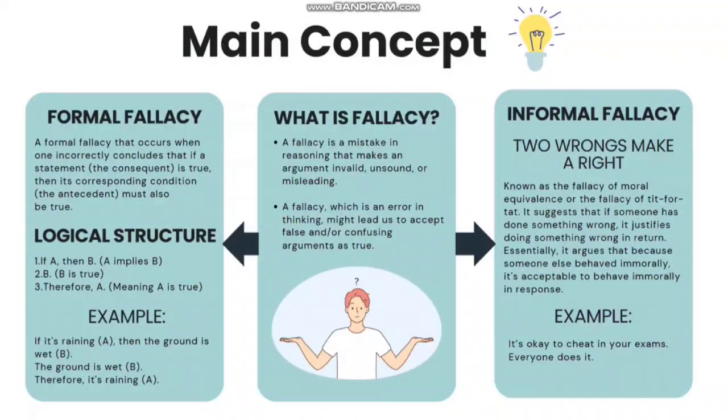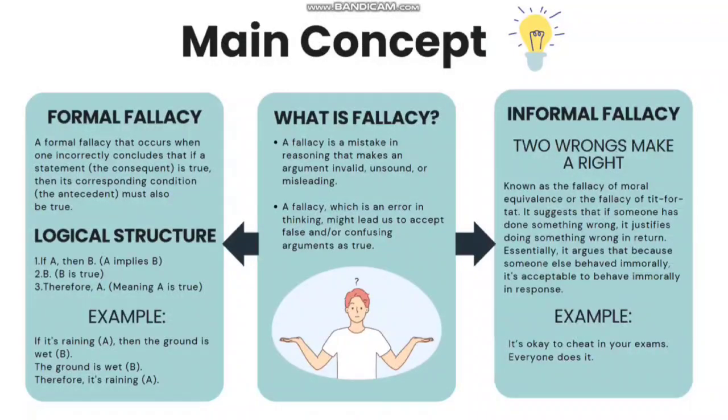Unlike formal fallacy, these are more about the content of the argument rather than its structure. One common informal fallacy is called two wrongs make it right. It suggests that if someone does something wrong, it's okay for us to do something wrong in return. For example, it's okay to cheat in your exam, everyone does it. Just because others are doing something wrong does not make it right for us to do it too.